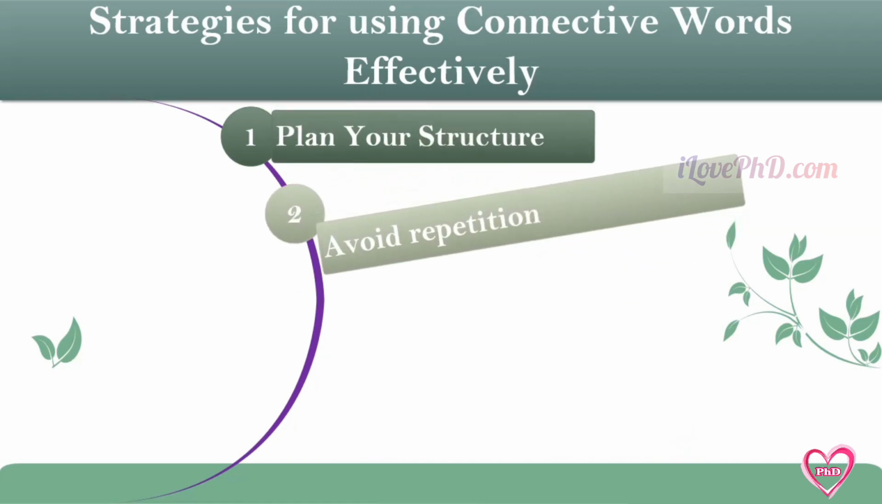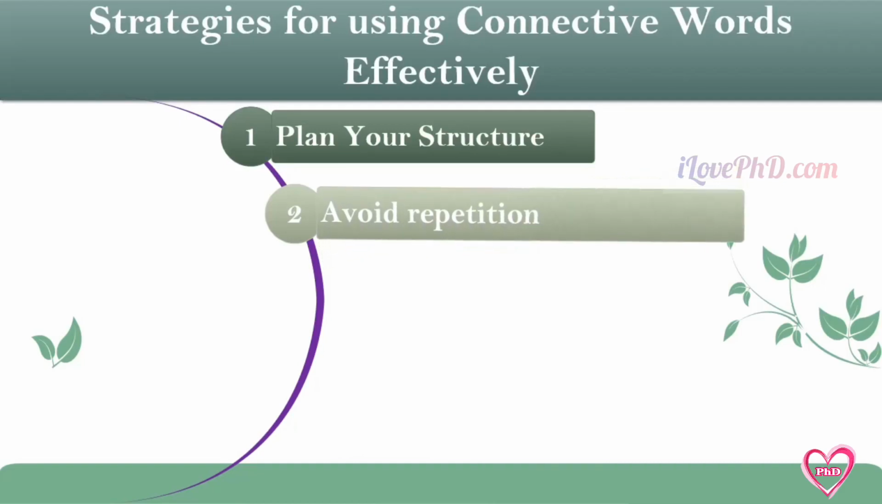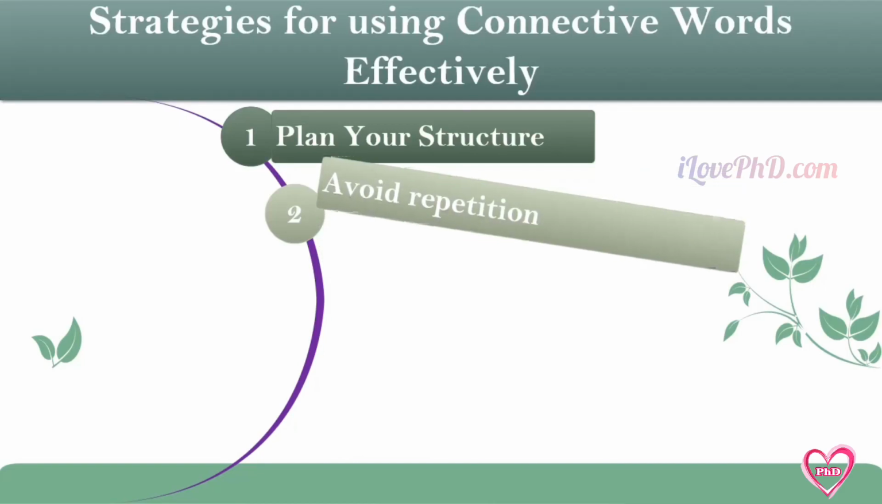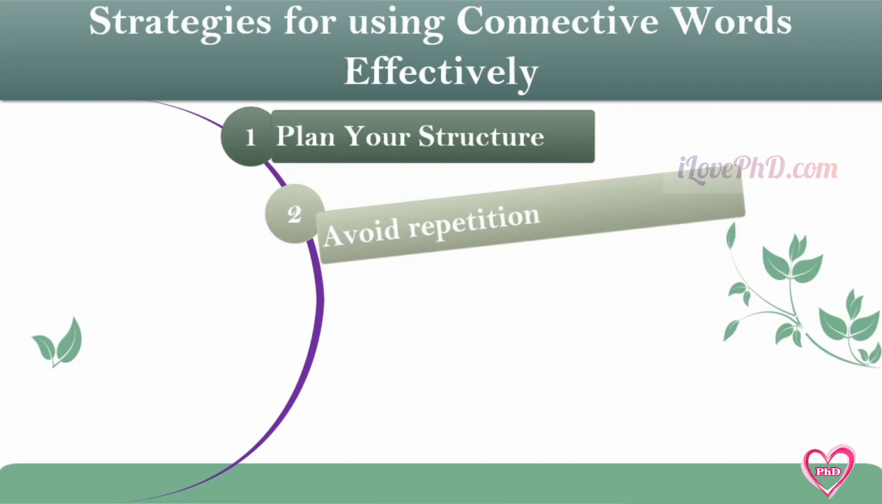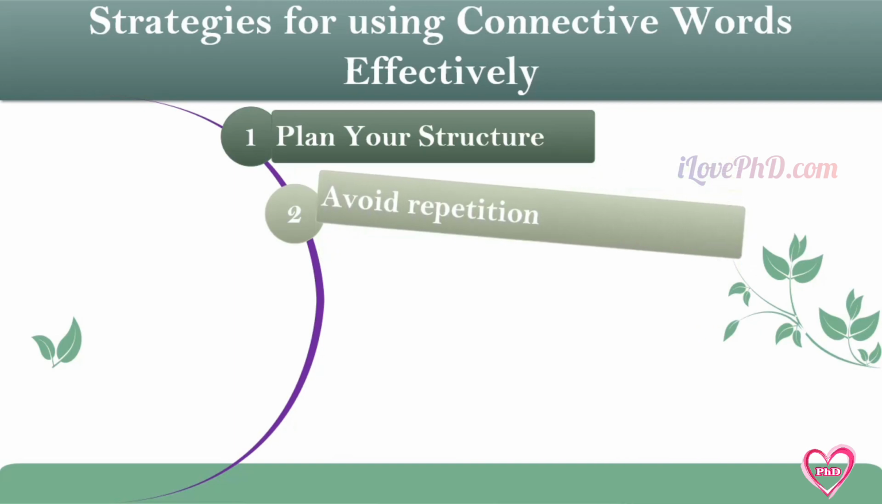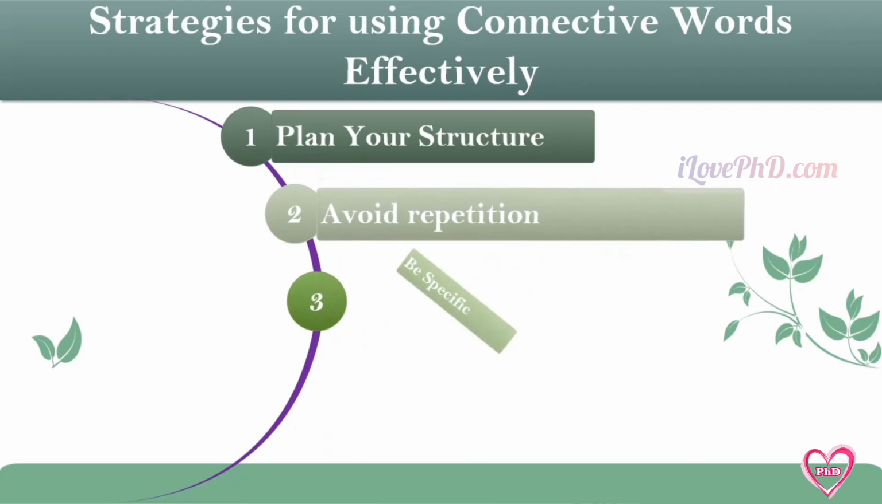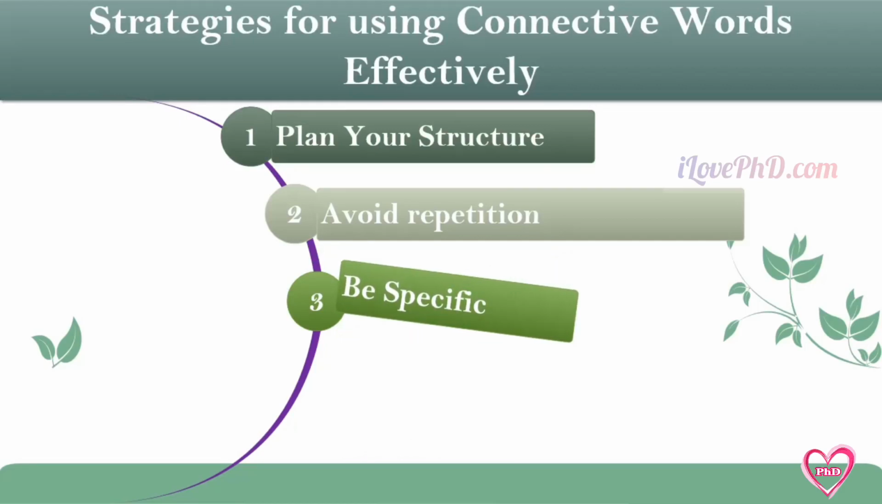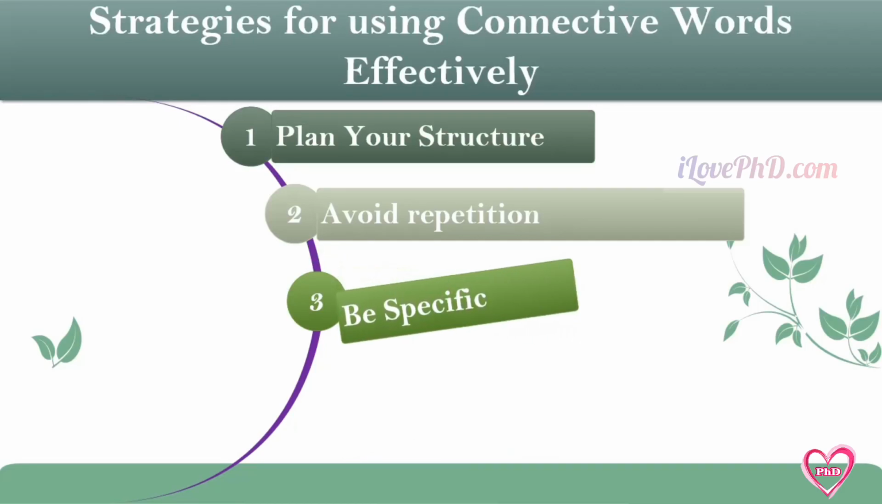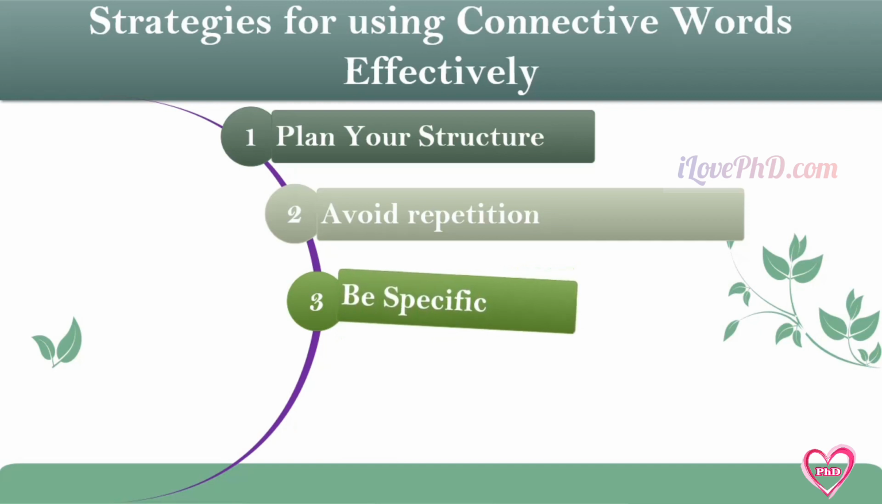Then avoid repetition. It is essential to use connective words consistently for clarity. Avoid overusing the same words or phrases. Instead, vary your choice of connectives to maintain the reader's interest and prevent your writing from becoming monotonous. Be specific. Choose connective words that accurately reflect the relationship between your ideas. Consider the meaning of each connective word and select the most appropriate one for conveying your intended meaning.